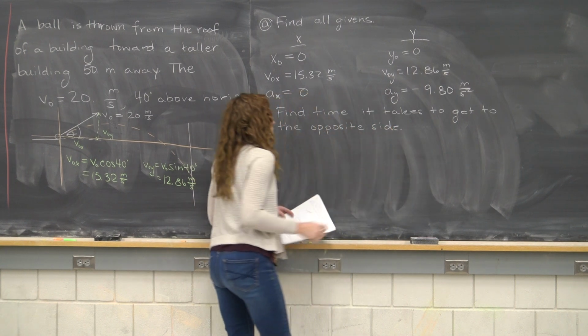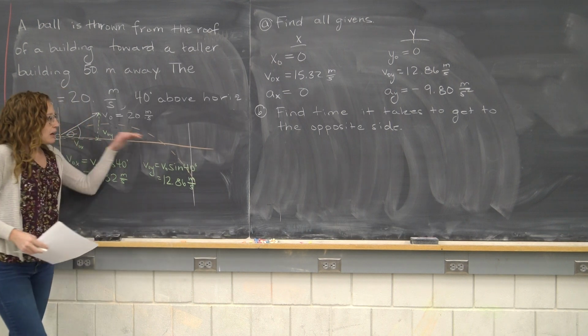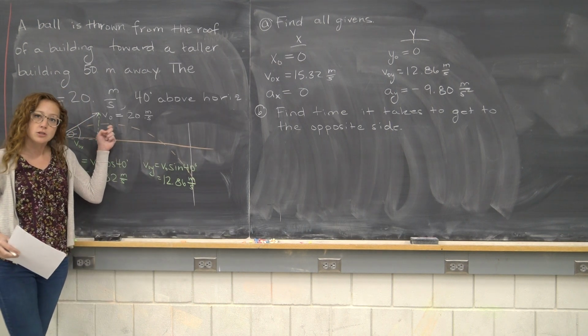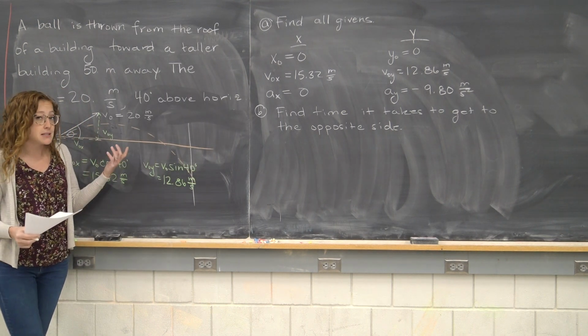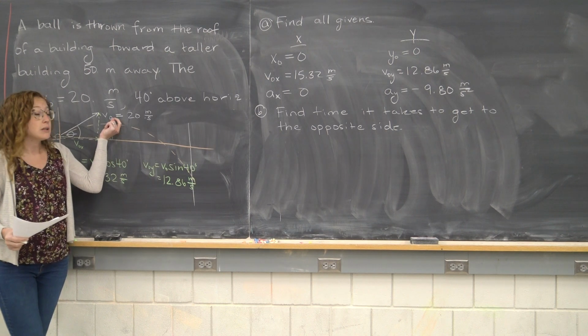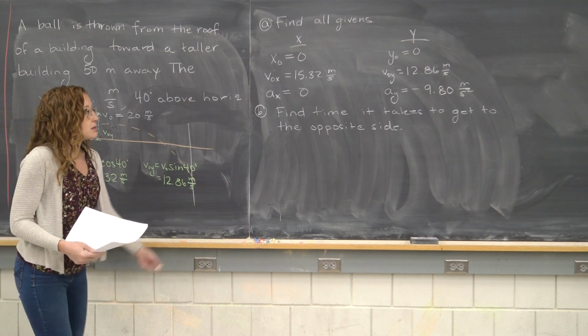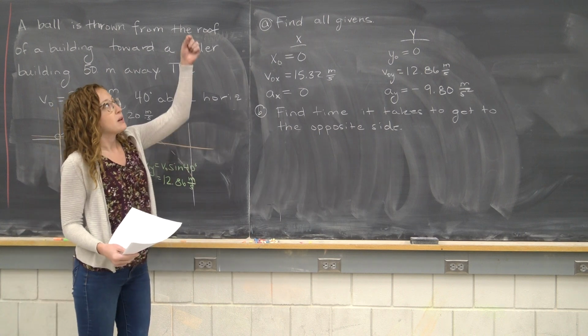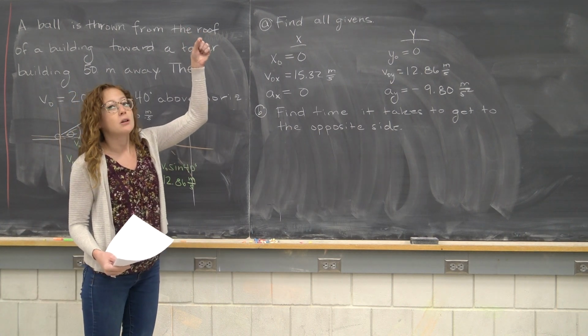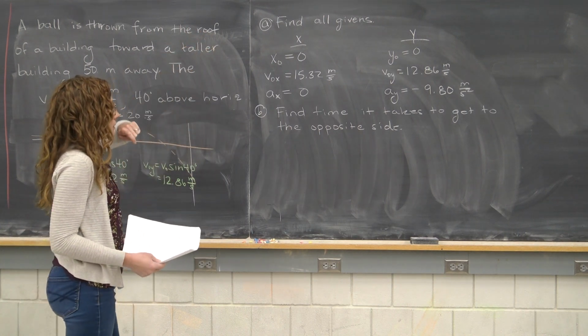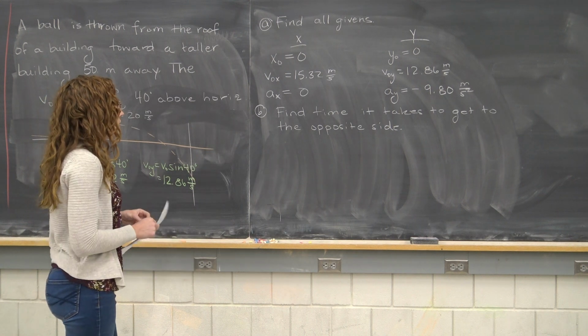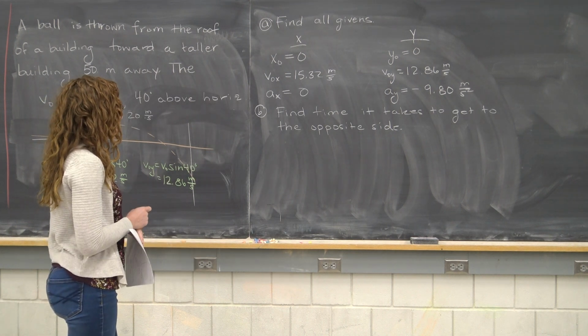So in other words, we're going to talk about this full time. If you're interested in the time to the peak, you can think about the final velocity there vertically as being 0, because right at the peak of a trajectory, the vertical velocity component is 0. So here we are. Find the time that it takes to get to the opposite side.